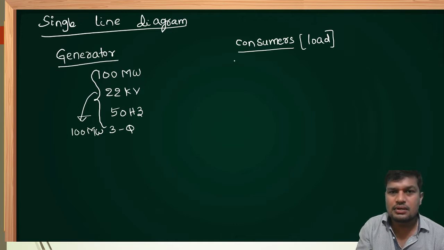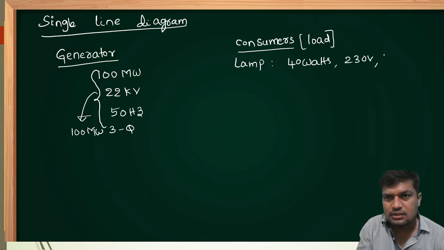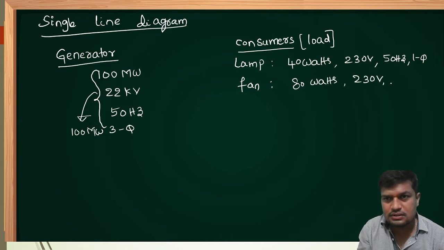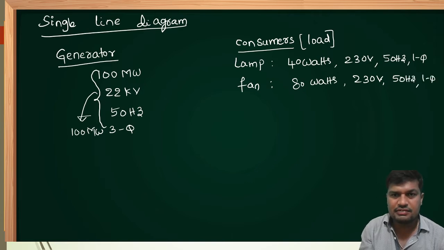Let us assume I am one of the consumers. At my home, I have a lamp with a rating of 40 watts, which works for 230 volts, operating at 50 hertz. Obviously, it is a single phase system. I am also using a fan in my home. Let's say the rating of the fan is 80 watts, works for 230 volts, operating frequency 50 hertz. Obviously, it is single phase.